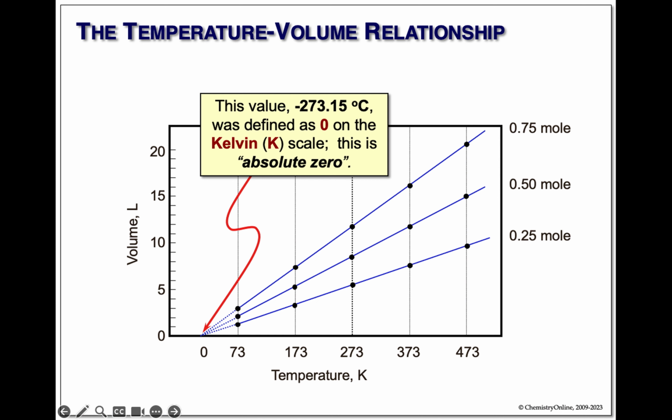Kelvin is 0 here. Centigrade is minus 273. The two are going to always be 273 degrees apart, and Kelvin's going to be more. All right, let's go back to Charles's law then.